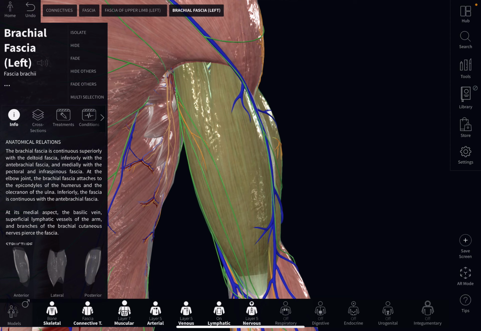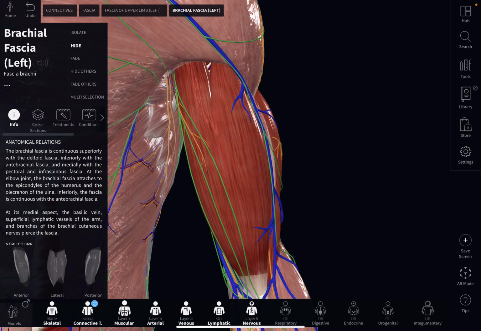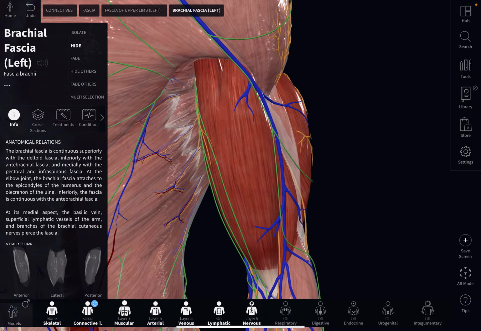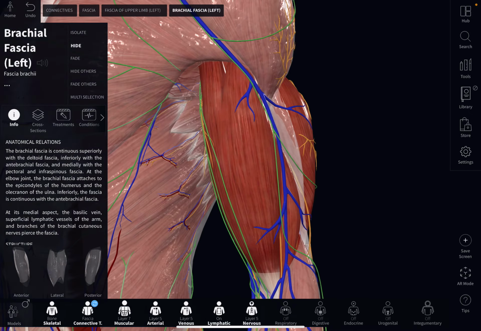This brachial fascia covers the entire arm like a sleeve, and it sends medial and lateral intermuscular septa to be attached to the medial and the lateral borders of the humerus, thereby dividing the arm into anterior and posterior compartments. Now let us remove the deep fascia. So when I remove the deep fascia, I can see the muscles of the front of the arm.